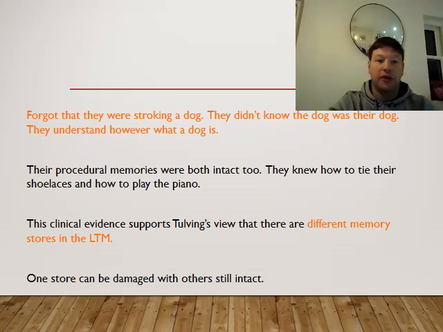Here are some more examples. They forgot they were stroking a dog, they didn't know what a dog was, but they did understand what a dog is. So it shows that some memories were intact and others weren't. Their procedural memories were both intact. They knew how to tie their shoelaces, how to play the piano. Like I said, it supports the view of lots of different types of long-term memory.